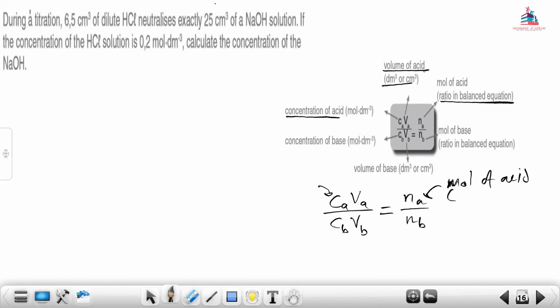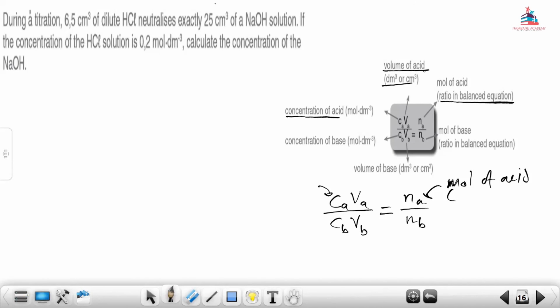So the SI unit in this case does not matter. It can be in decimeter cubed, it can be in centimeter cubed. It will really not have much of an influence on your answer. Just remember that the SI unit you used is the same SI unit throughout. So what does this say?